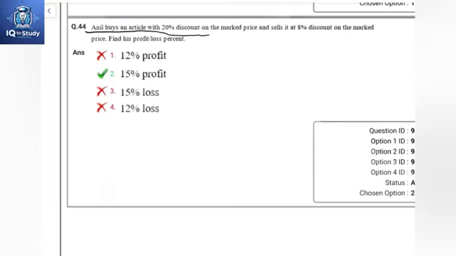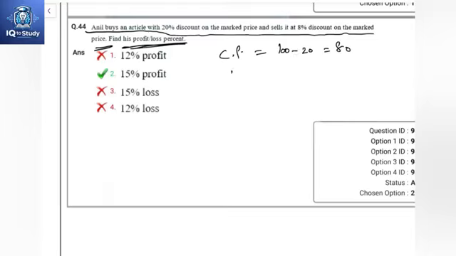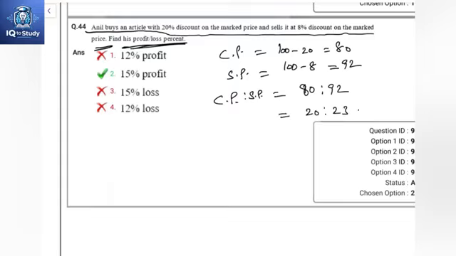Anil buys an article with 20% discount on the market price and sells it at 8% discount on the market price. Find his profit or loss percent. According to the question, CP is equal to 100 minus 20, which is equal to 80, and SP is equal to 100 minus 8, which is equal to 92. So, CP is to SP is equal to 80 is to 92, which is equal to 20 is to 23.